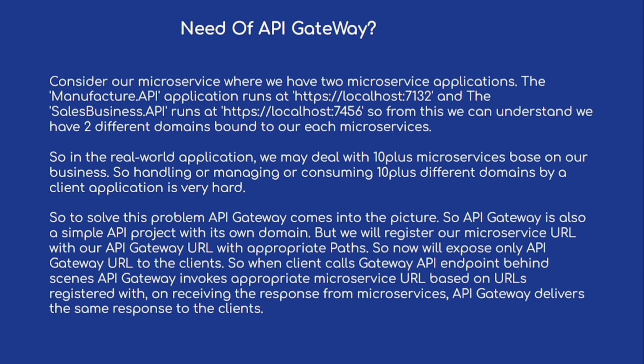So in a real world application, we may deal with 10 plus microservices. Currently for our demo, we have only created two, right? But in real time, there may be 10 plus microservices based on our businesses. In that case, handling or managing or consuming 10 plus different domains by a client application is very hard. So these microservices are nothing but APIs. Ultimately, they need to be consumed by some client-side applications like Angular or React or Vue.js, any kind of JavaScript or mobile applications or any desktop applications, right?